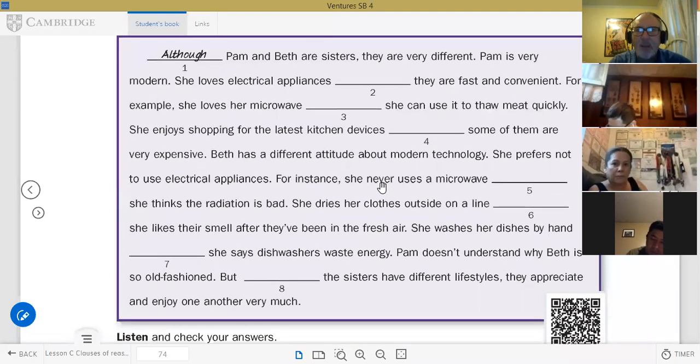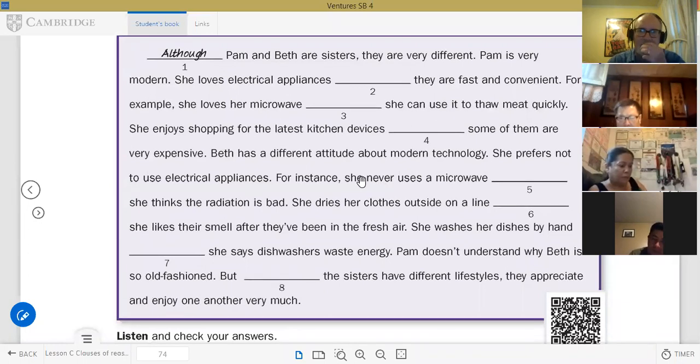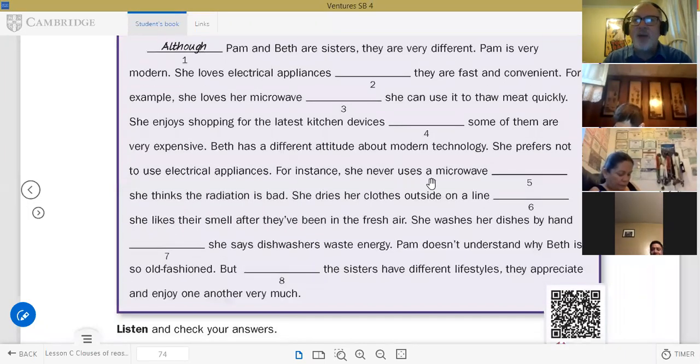Beth has a different attitude about technology. What's Beth's attitude? Well, what does it say here? It says she prefers not to use electrical appliances. For instance, does everybody know this expression, for instance? For instance is the same as for example. So, for example, she never uses a microwave because she thinks radiation is bad.